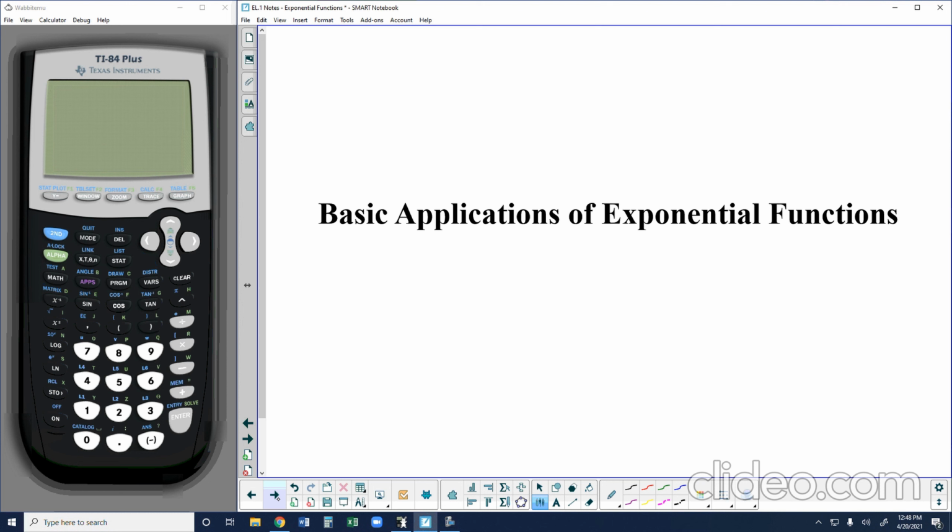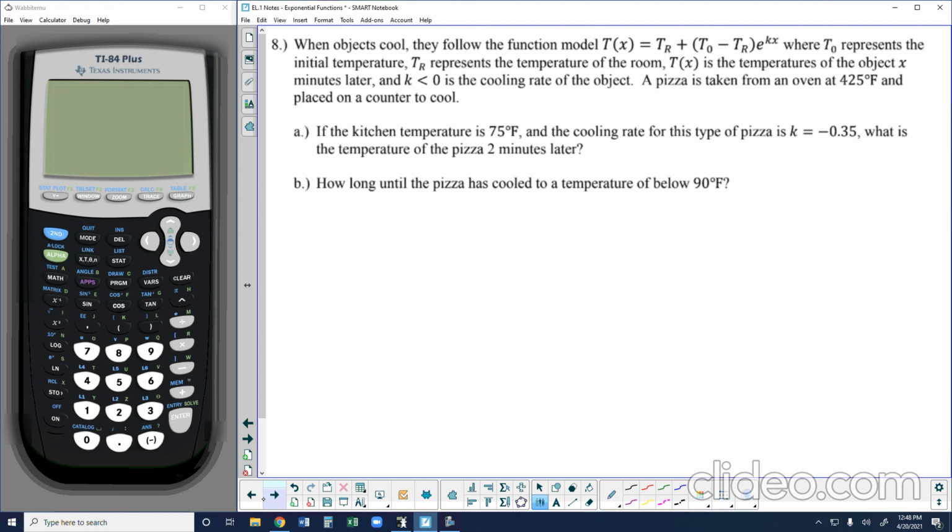Today we are going to focus on just some basic applications of those, and as we progress further into this unit, we'll get into some more advanced applications of the function. So let's go ahead and jump into a problem here, a word problem.